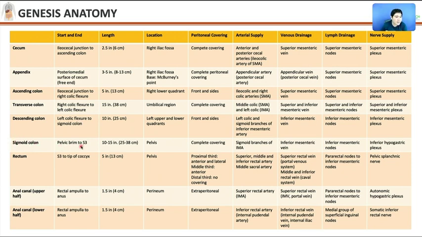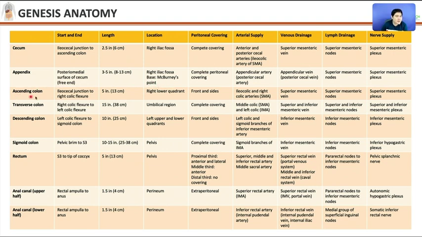And remember, the end of the sigmoid colon is at the level of S3. At the level of S3, it will become the rectum, up to the tip of the coccyx. And then eventually, it will become your anal canal. So your cecum occupies the right iliac fossa. Your appendix also occupies the right iliac fossa, and the base is best located at McBurney's point.